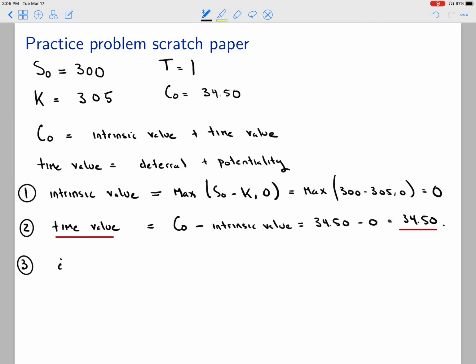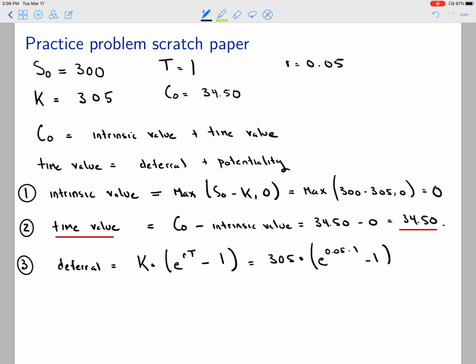We start with deferral. The way we calculate it is we just take the strike price and multiply it by the effective interest rate earned over this period, e to the rT minus 1. It's the interest earned by deferring this payment to the later date. Okay, we didn't write down the interest rate to begin with, my fault. It's 5%. Plug in inputs. What do we have? It's 305 times e to the 0.05 times 1, minus 1.